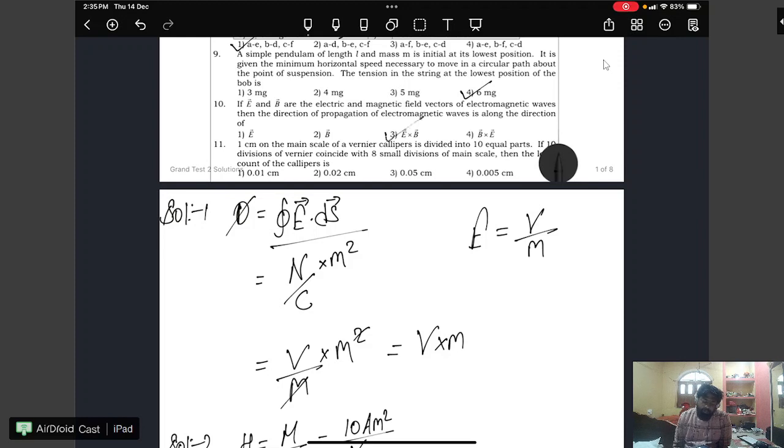I think we'll see. Initially, 1 centimeter of the main scale of the vernier caliper is divided into 10 parts. So least count initially it was 0.1. Now, if the division of the vernier scale coincides with 8 small scale divisions, so the original scale will be 10 minus 8.